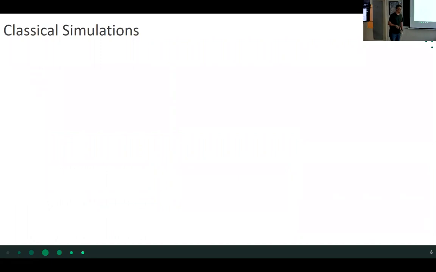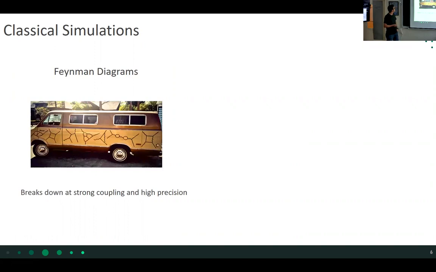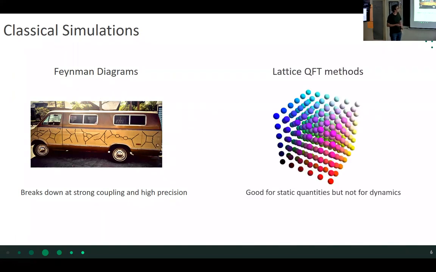So for simulation, what we do is firstly we go to classical methods. For the classical methods, one method is using Feynman diagrams, which are used to do some calculation. It simplifies some calculations, but it only applies to weak coupling field theories. It also breaks down at high precision. So these are not useful for every type of quantum field theory that we are interested in.